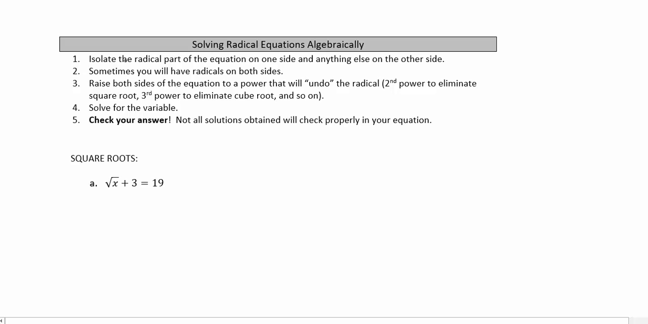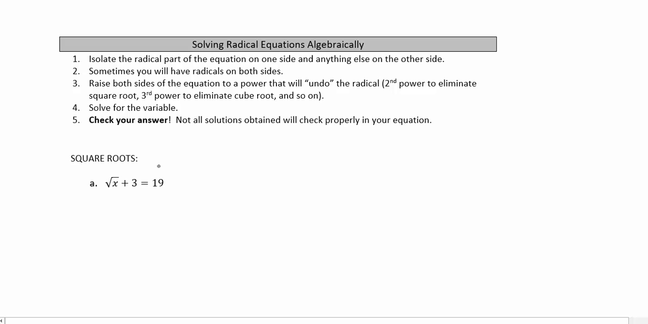So the first thing we need to do is isolate the radical part of the equation, which means get it by itself. So here is the radical part of my equation, and you notice that there are other terms on this side of the equation, meaning the plus 3. So according to the directions, we need to take this piece of the equation and move it to the other side of the equal sign so that the radical will be by itself, or isolated. It also says sometimes you will have radicals on both sides. Since there's only one radical in this problem, that won't happen for us.